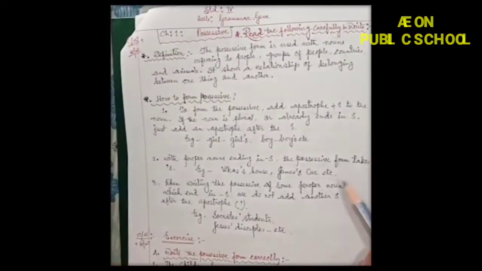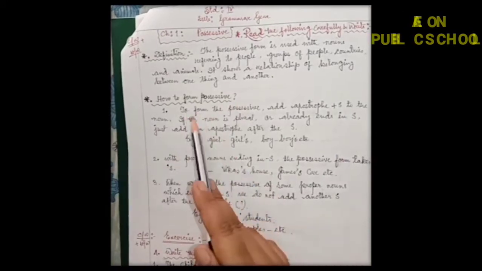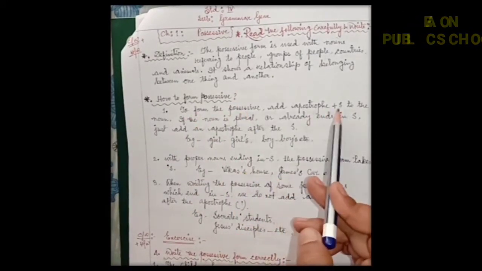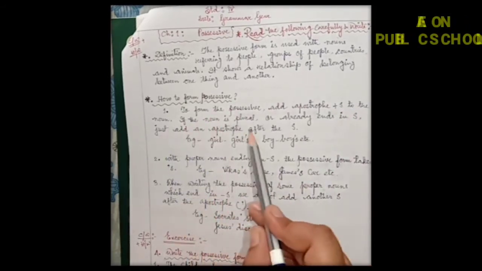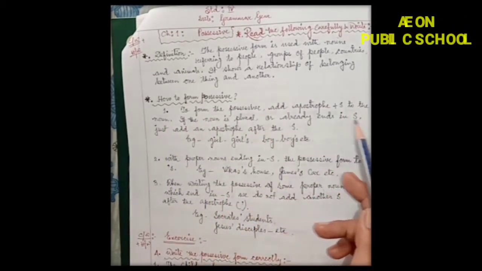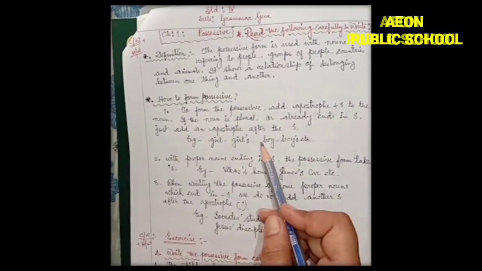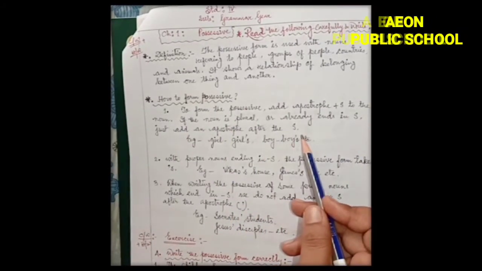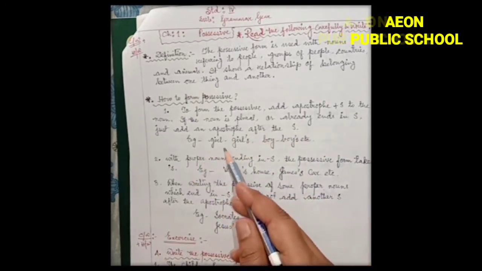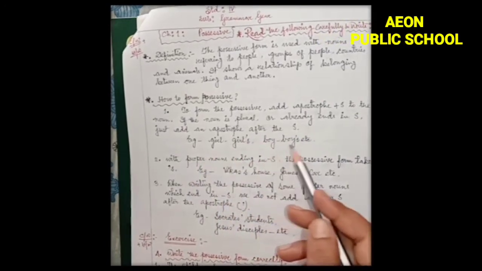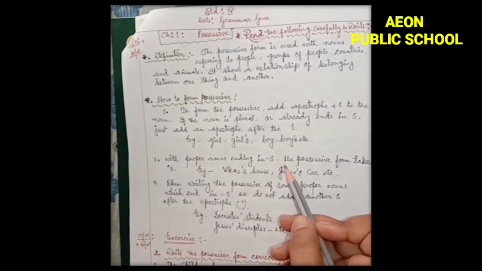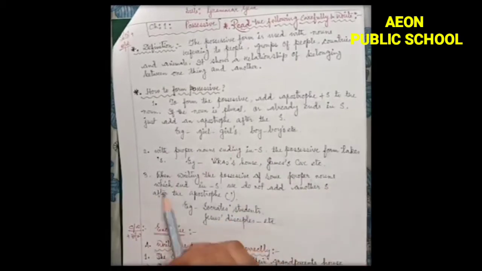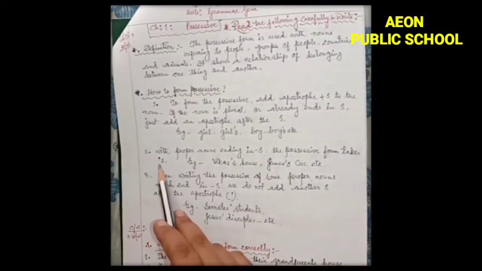So I repeat that part. How to form the possessive? To form the possessive, add apostrophe and s to the noun. If the noun is plural or already ends in s, just add an apostrophe after the s. For example, girl, girls', boy, boys', etc. With proper nouns ending in s, the possessive form takes apostrophe and s.